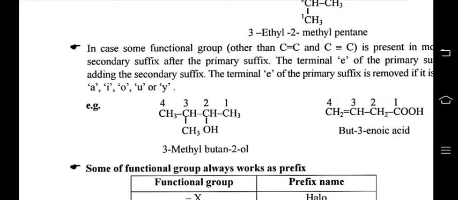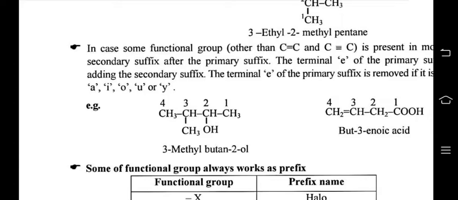Alcoholic functional group. Alcohol is indicated by the OL. OL is the alcoholic group attached in this, so alcohol should be written in the form of the suffix. Alcohol is on position number 2, so that is 2-ol. 3-methyl butane 2-ol is the name of this organic compound.